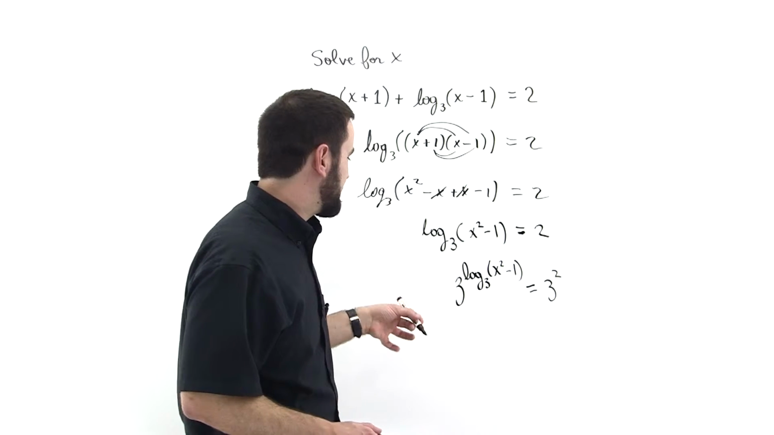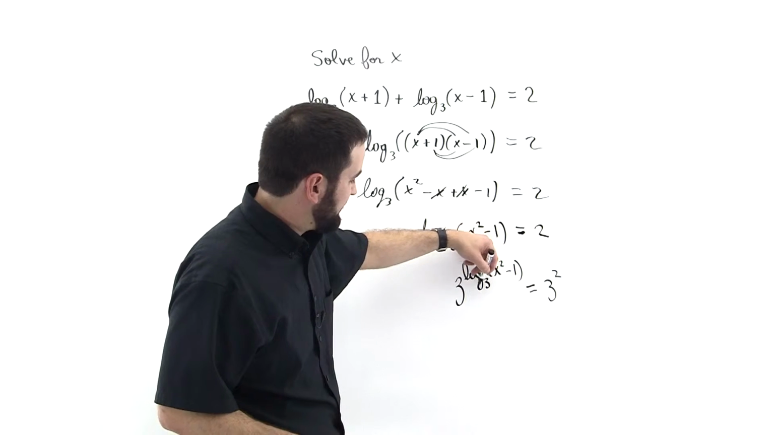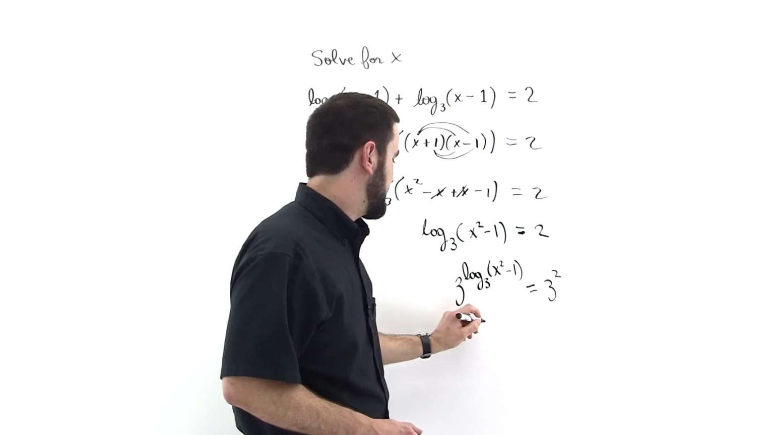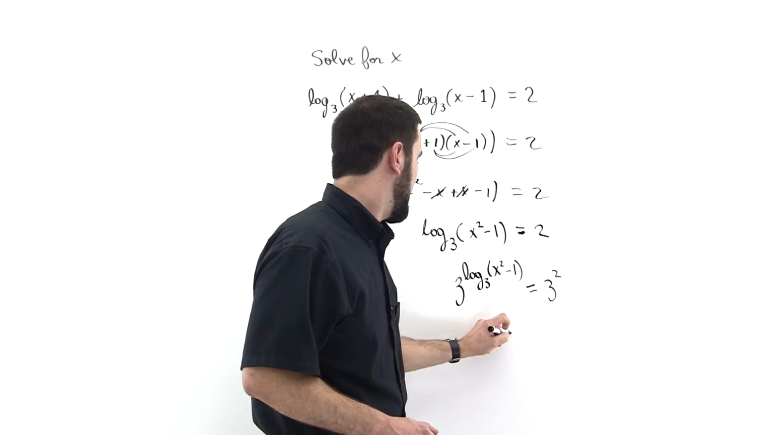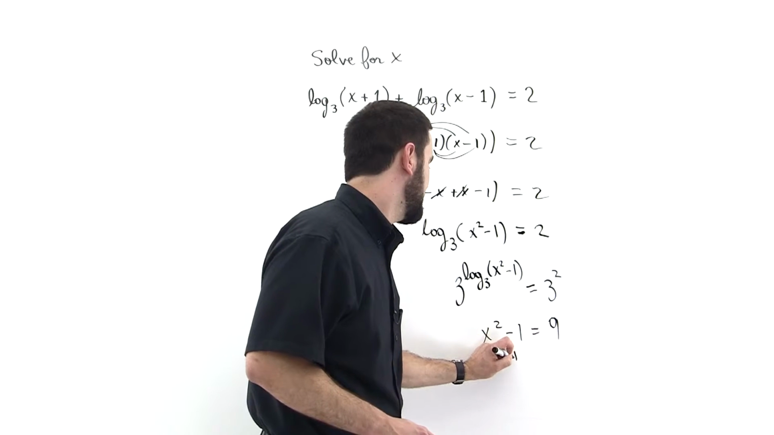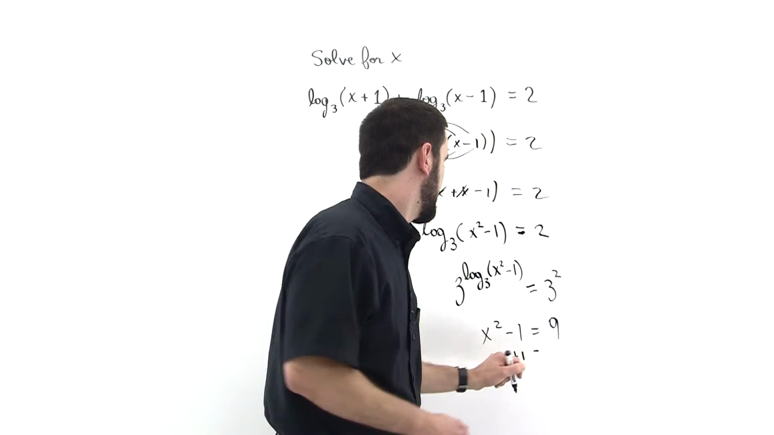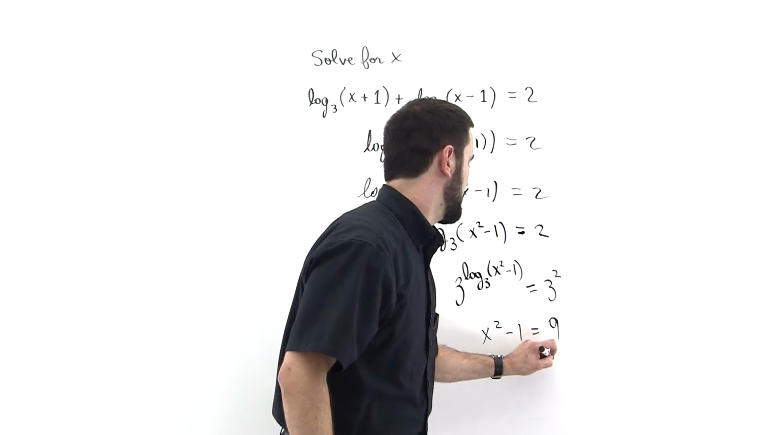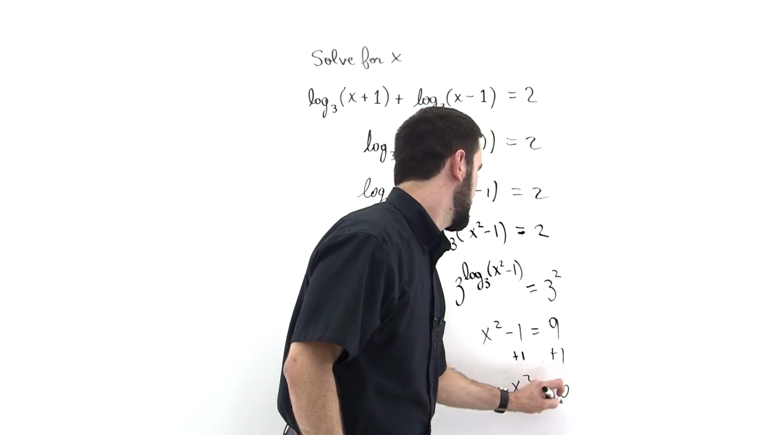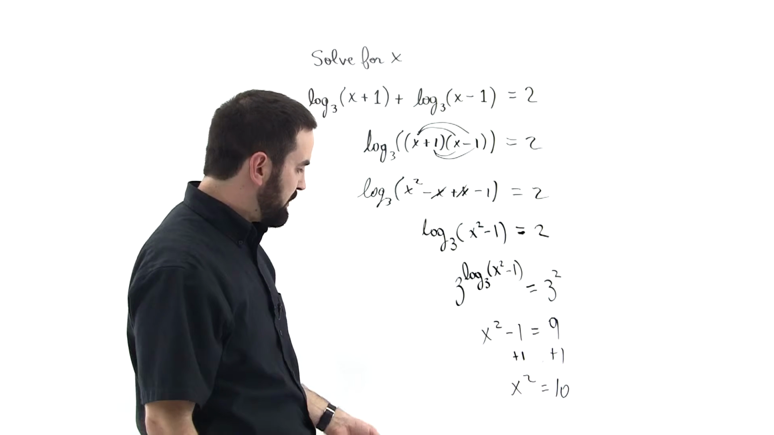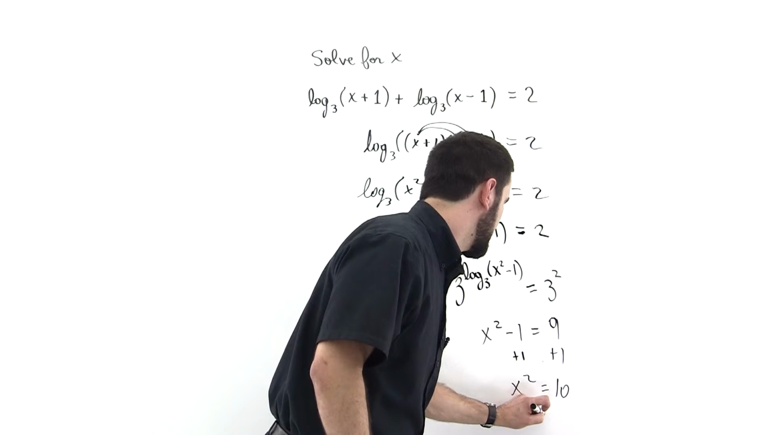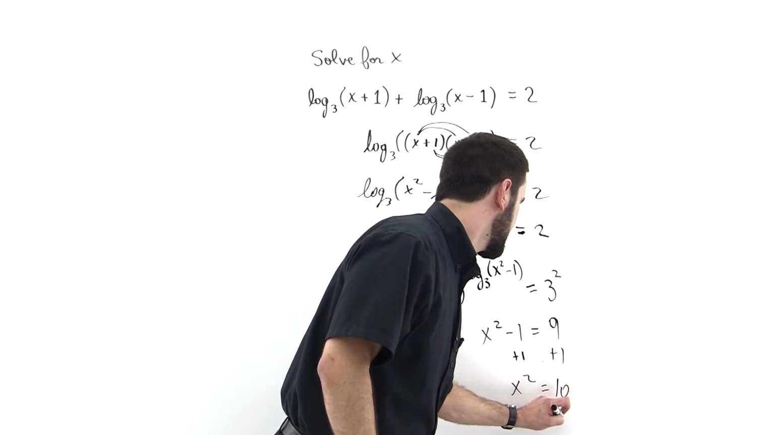So, okay, because this number is equal to this number, because we see like bases here, then the argument drops out. We have x squared minus 1 is equal to 3 squared, which is 9. Add 1 on both sides, x squared is equal to 10, like so. Taking the square root of both sides to get x by itself, we see that x is equal to plus or minus the square root of 10.